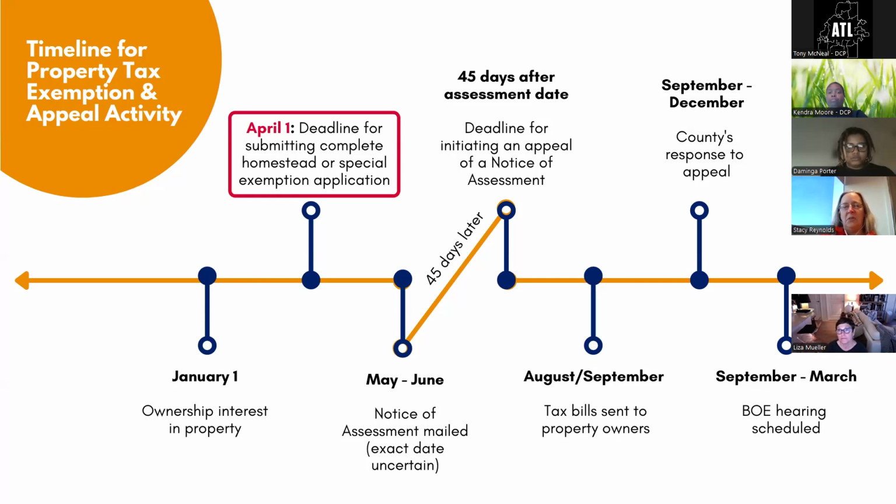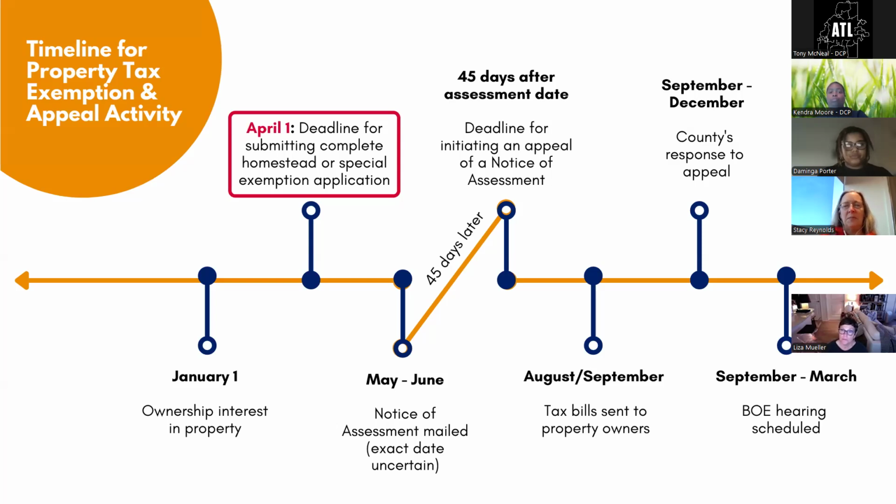But your own exemption isn't going to be till the following year. So you want to be sure to apply for it in the year in which you're eligible for it. And in order to do that, you have to apply by April 1st. That is going to be the deadline.